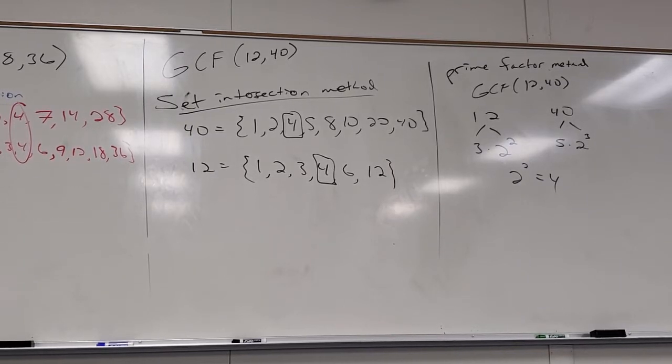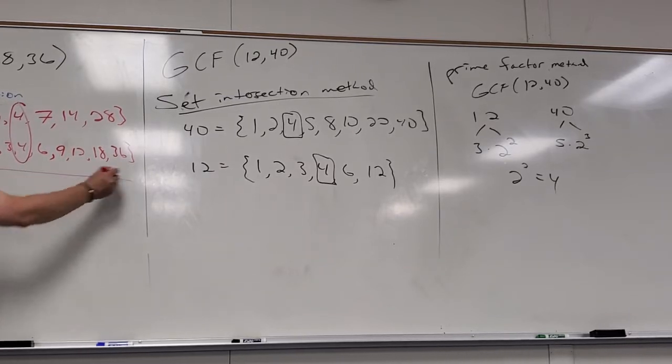And again, I'm giving you relatively small numbers, so the set intersection method is, right now, okay. Once I make these bigger, forget this method. So what's the other method going to look like? Prime factor method.